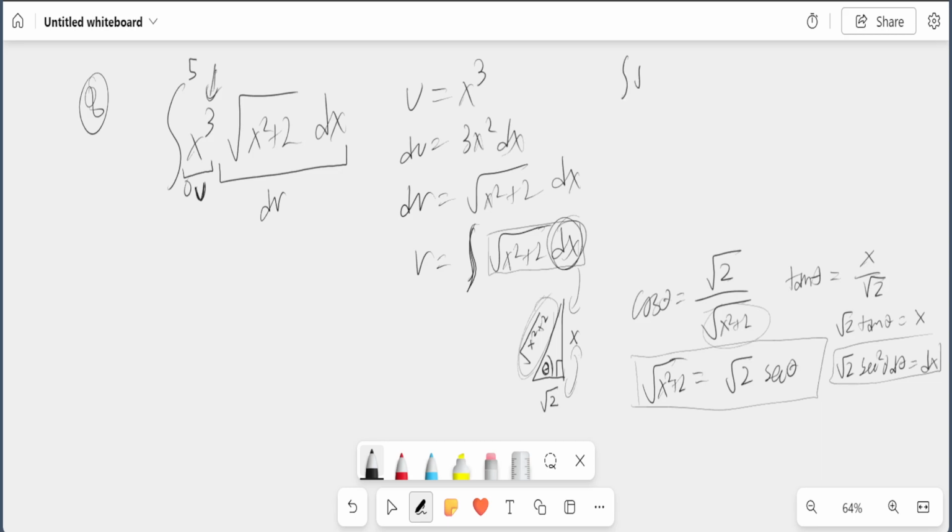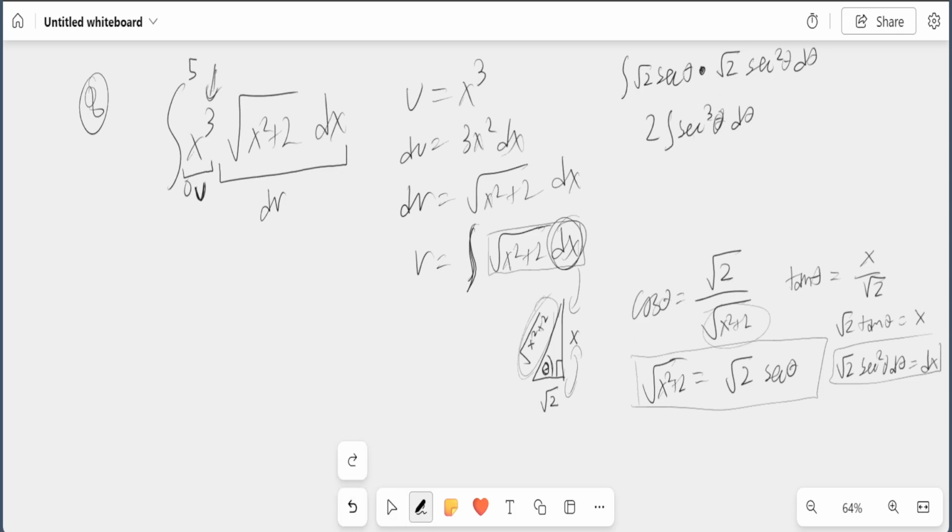So root 2 secant theta, right? That's x squared over x squared plus 2, times root 2 secant squared theta d theta. And so that becomes 2 secant cubed theta d theta. And we know how to integrate this. How'd you get 2? Oh, the root 2. Okay. So secant cubed is, how would you do that?